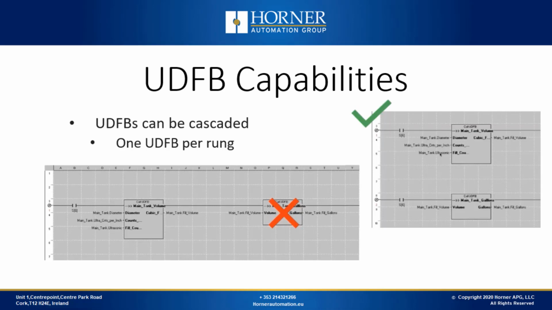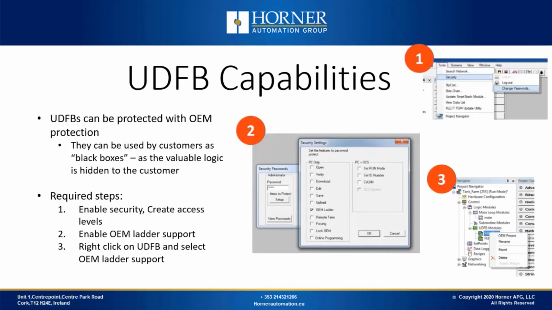You can effectively cascade UDFBs, meaning you can have the output of one function block as the input to another function block. To do this, you must follow the rule of having only one UDFB per rung, as you can see in the images on screen at the moment. You can protect your function blocks with OEM protection. So how does this work?